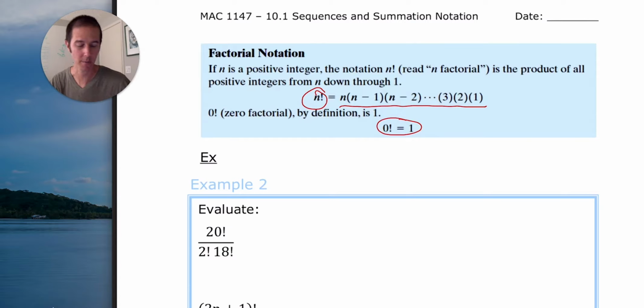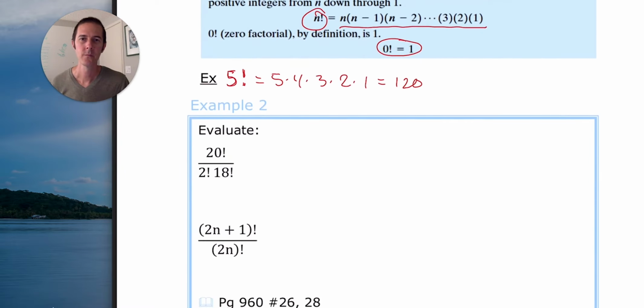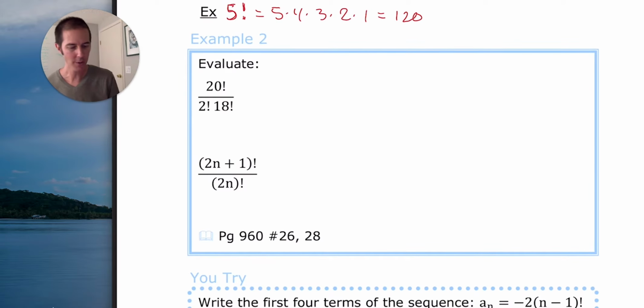Not often, but sometimes. For example, 5 factorial, and that is just an exclamation point, pretty strange, is equal to 5 times 4 times 3 times 2 times 1, which is 5 times 4 is 20, 20 times 6 is 120. So that's factorial notation.